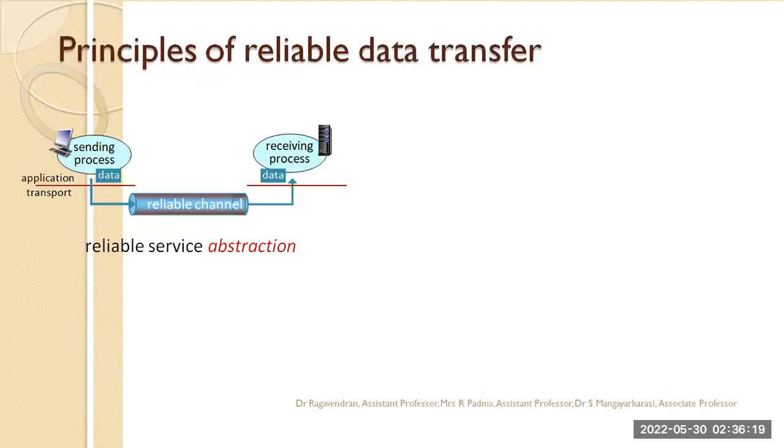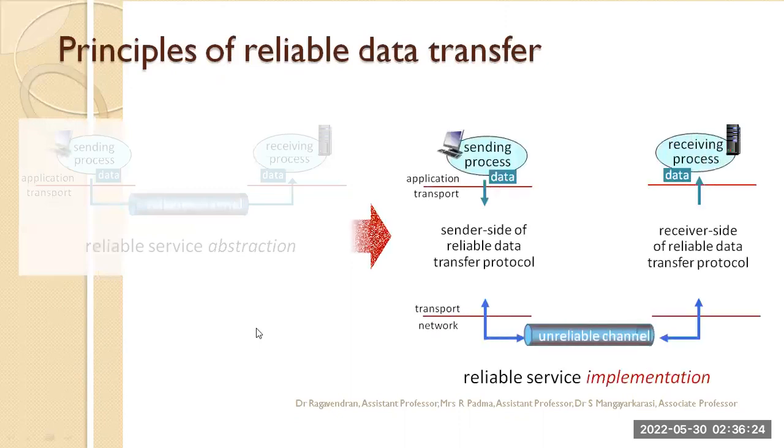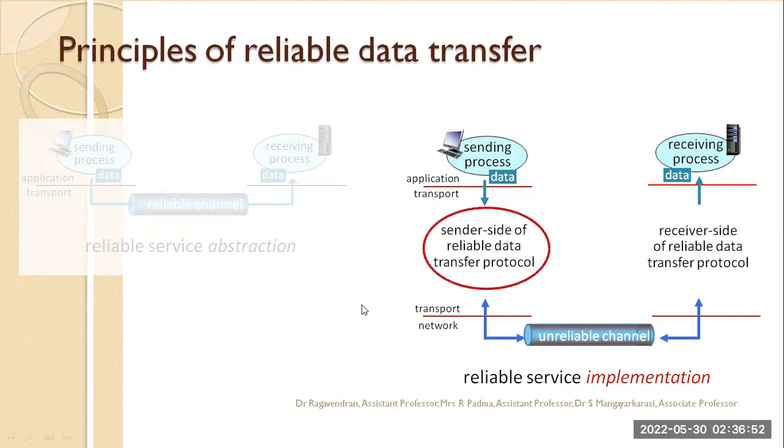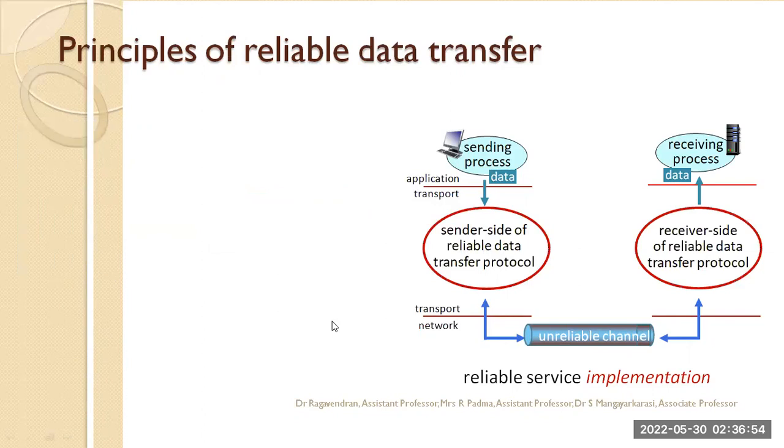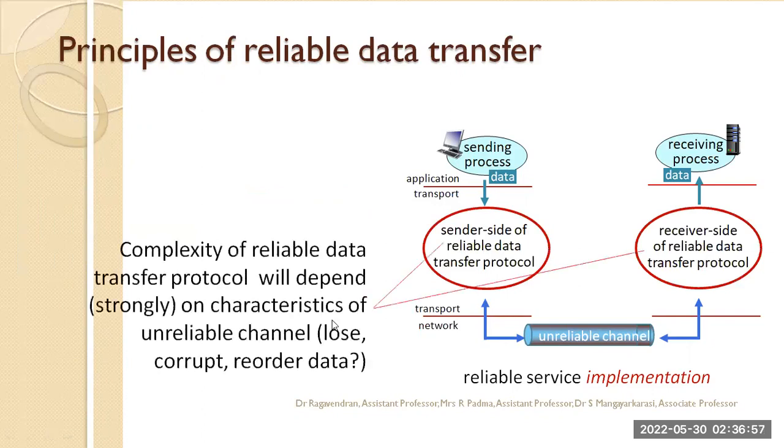So what are the principles when we talk about reliable data transfer? Sending and receiving messages. The sending process, that is the reliable service abstraction. See here, the sending process, the application layer, is sending the data, and the sender side reliable data transfer protocol sends it over an unreliable channel. If it is unreliable, it may either send or receive information, and it may have errors.